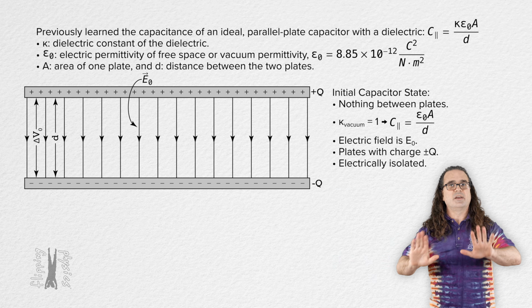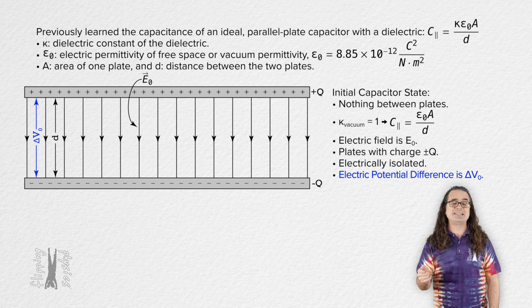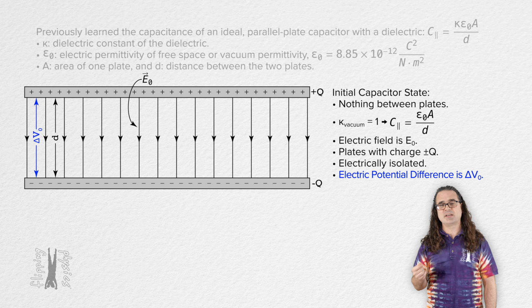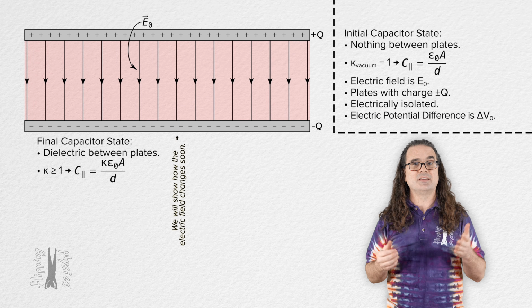Right. Sorry. Yeah. Let's label the electric potential difference between the two plates as delta capital V naught, where that is the positive of the electric potential difference. And now let's add a dielectric between the two plates in red.